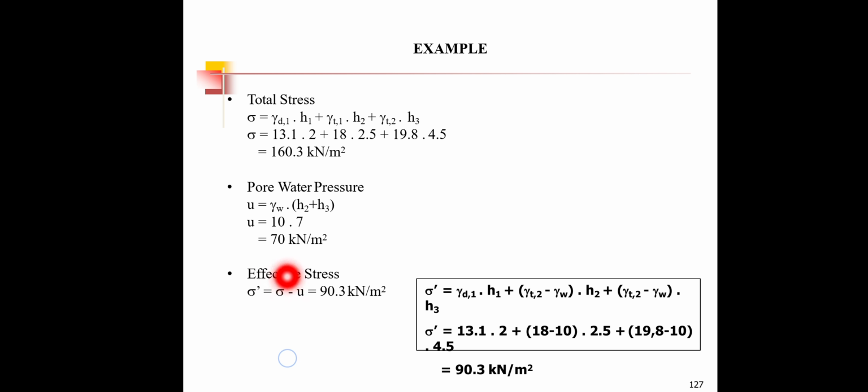Finally our effective stress value will be 160.3 minus 70. We get around 90.3 as our effective stress. Or we can calculate with another approach: if you substitute all these terms, gamma 1 z1, gamma 2 z2 and gamma 3 z3, we can arrive at this equation also. So this is the first example.